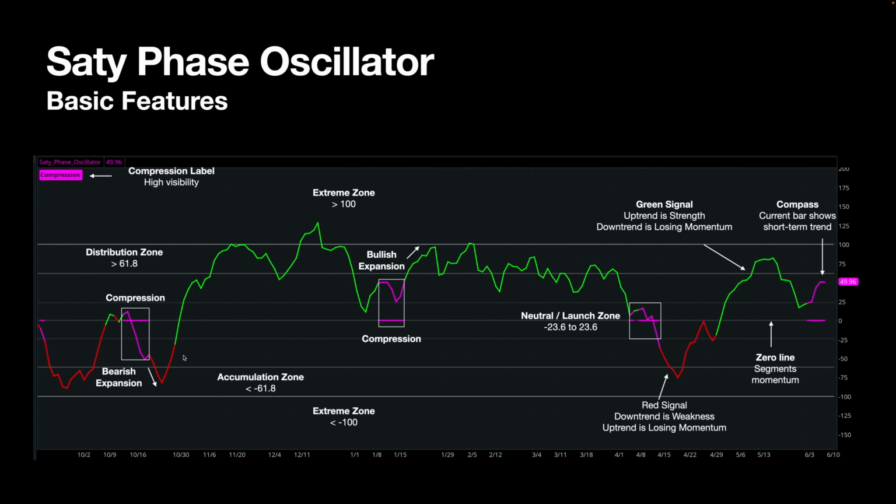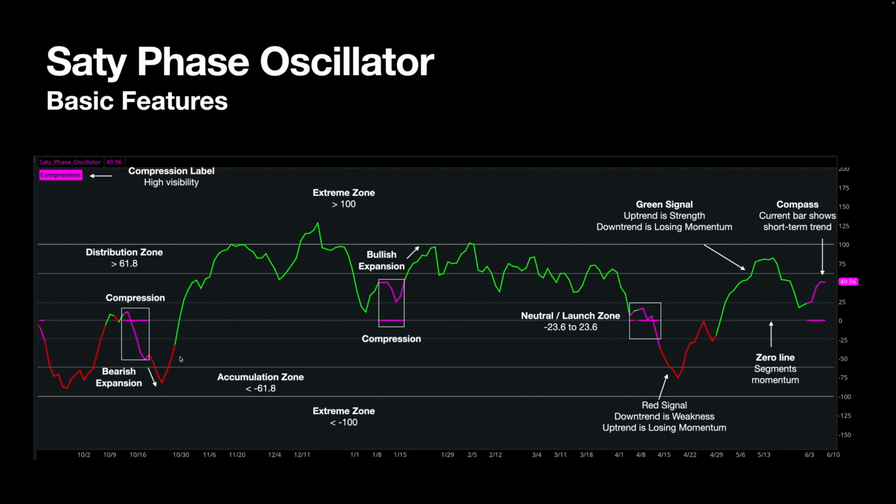So then we've got the 3 signals on the oscillator. You've got the grid, you've got the 3 signals on the oscillator, three colors. Red is showing you weakness. Green is showing you strength.